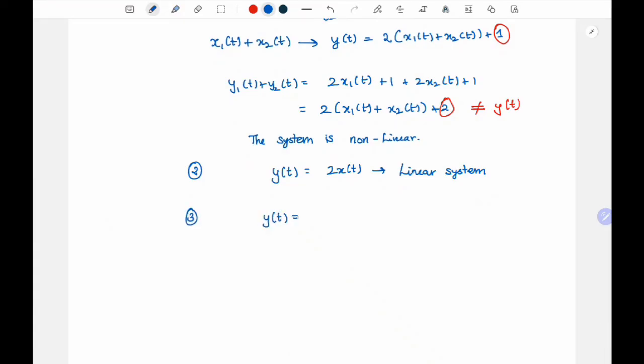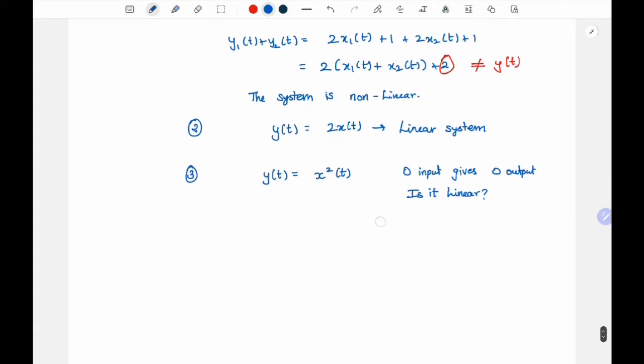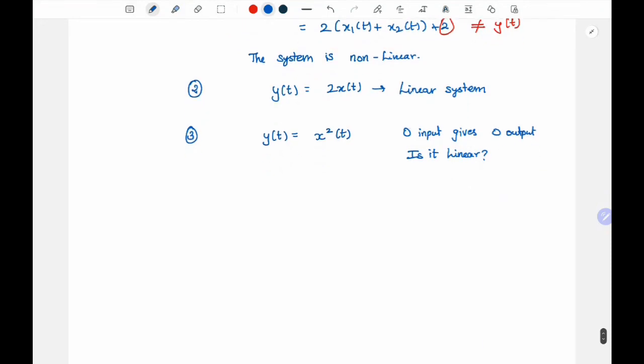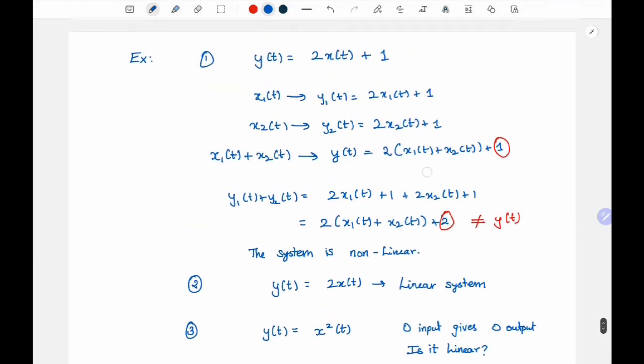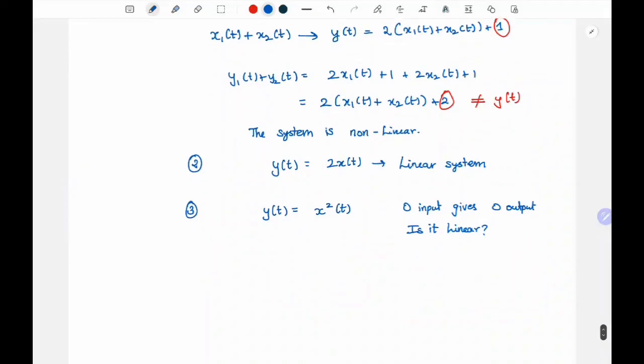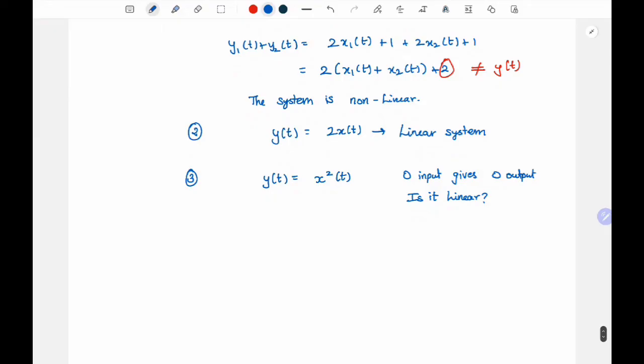So y of t is equal to x square of t. If you see here, 0 input gives 0 output. So is it linear? What do you think? Yeah, it is not linear actually. So this 0 input, 0 output check is only done for proving that it is non-linear. If you want to prove it as linear, you have to go for the superposition.